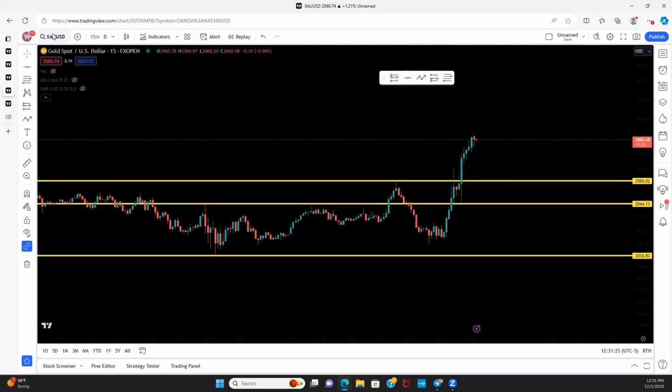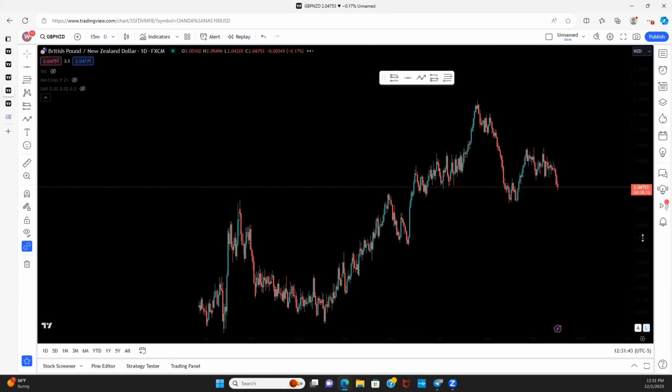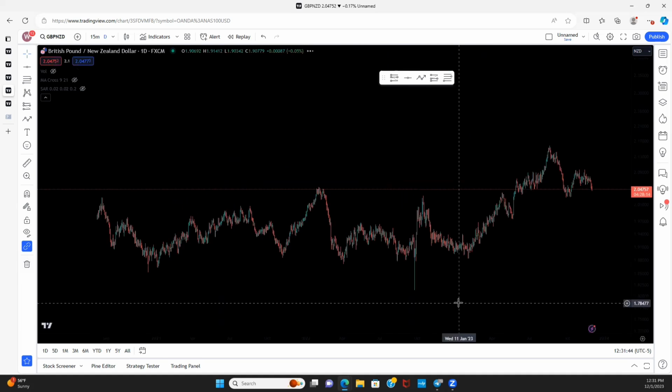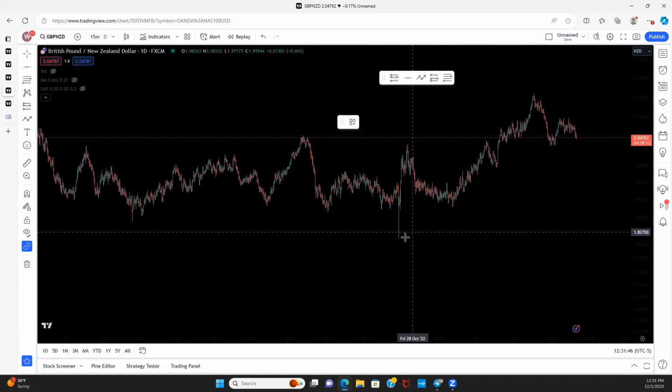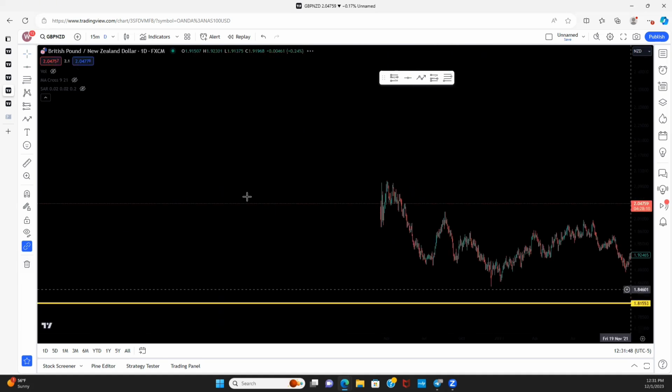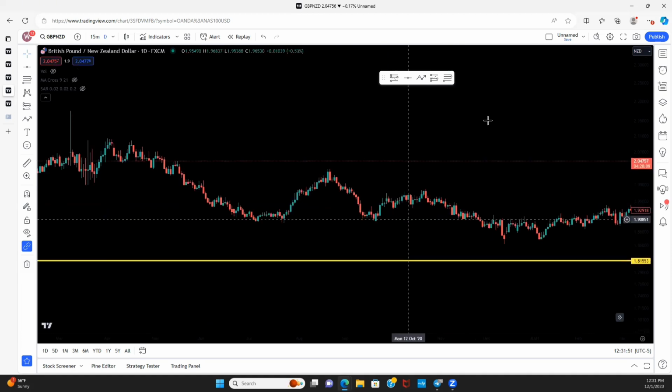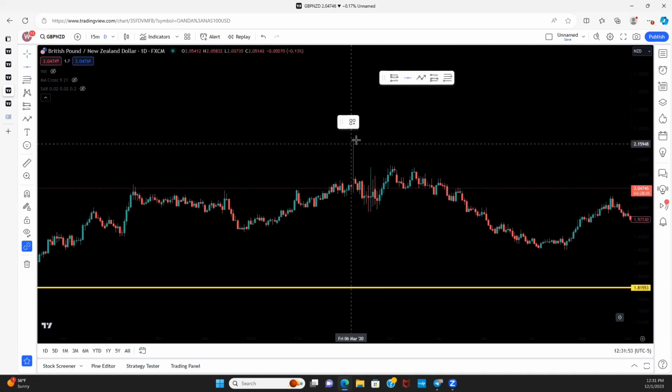So now let me show you something really crazy. Okay, so this is GBP New Zealand on the daily time frame. So we're gonna do the same thing. We're gonna mark these wicks off. We see a clean wick right there. We see a wick right here.